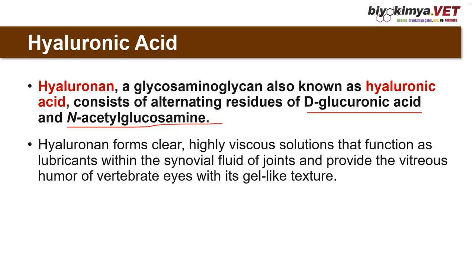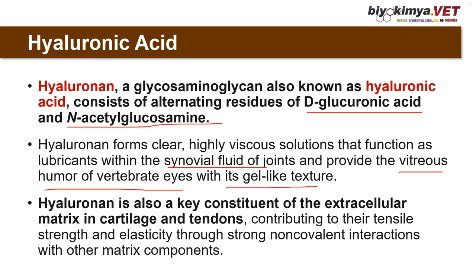Hyaluronan forms clear, highly viscous solutions that function as lubricants within the synovial fluid of joints and provide the vitreous humor of vertebrate eyes with its gel-like texture. And hyalos in Greek means glass, as hyaluronan can appear glassy or translucent. Hyaluronan is also a key constituent of the extracellular matrix in cartilage and tendons, contributing to their tensile strength and elasticity through strong non-covalent interactions with other matrix components.